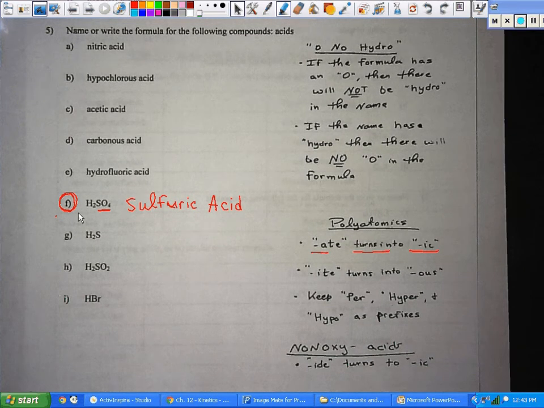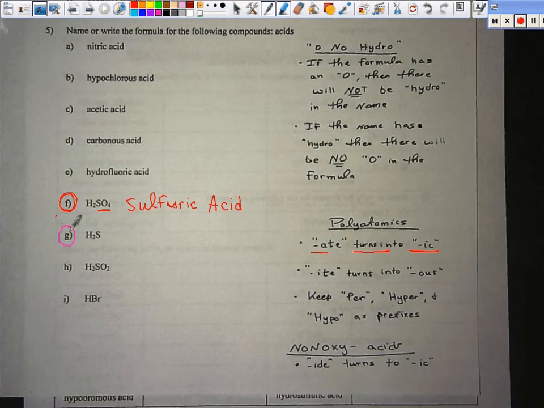Let's look at letter G. Does the formula begin with an H? Yes. So what way are we going to go? We're going to go to the right. Are the two atoms both the same? No. What are the two atoms? H and S. So we're going to go down or to the right? To the right. It is an acid. Does the acid contain a polyatomic ion? No, it's just S, the element.